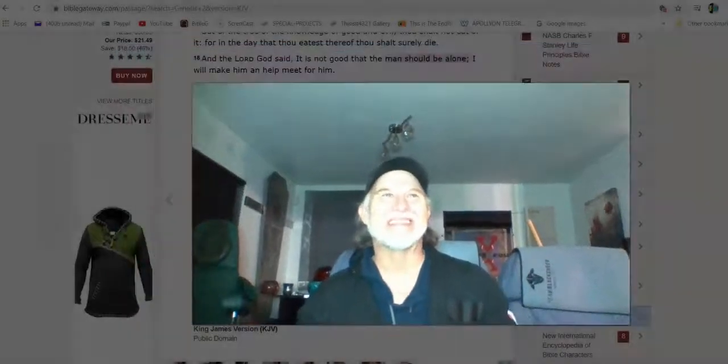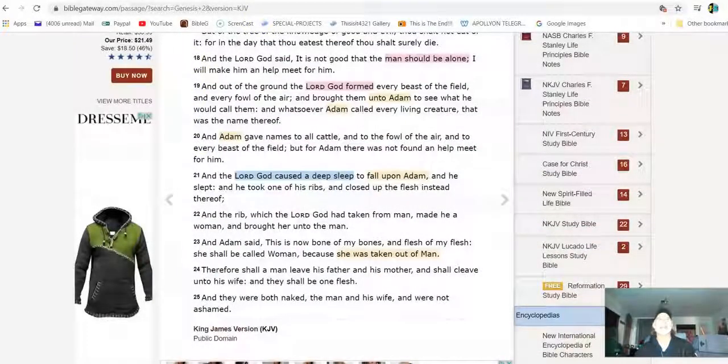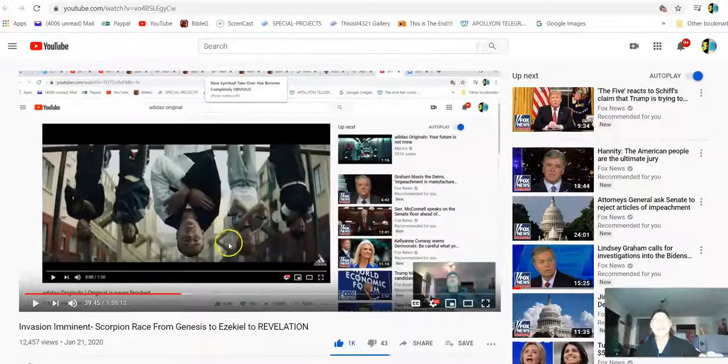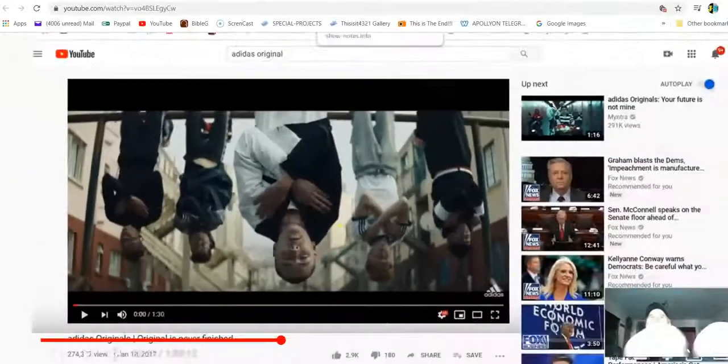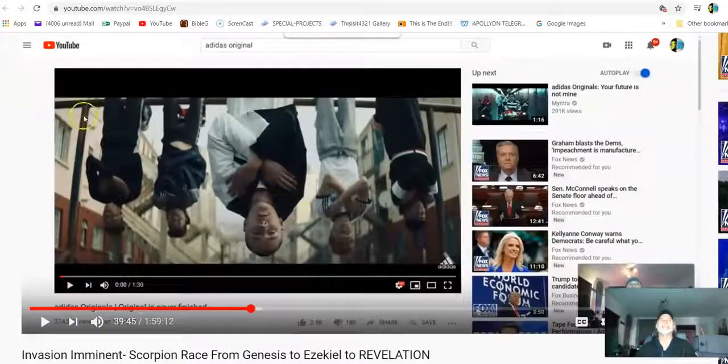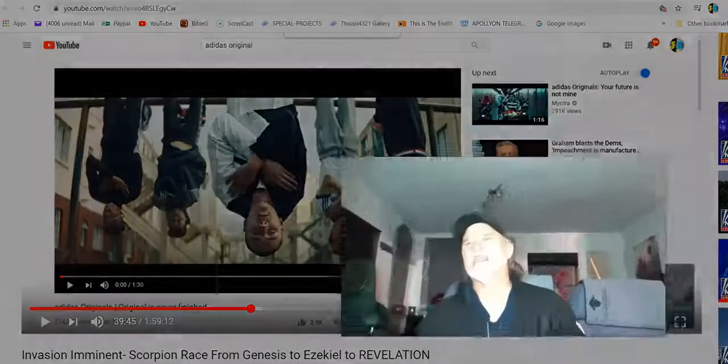I was looking at the video that I had put up for everybody on the invasion, and I saw this. I saw Adidas Original. So this is called Adidas Original, and there's five. One, two, three, four, five. And they have their arms in an X, and this guy in the middle is half white, half black, and they're all upside down, Adidas Original.